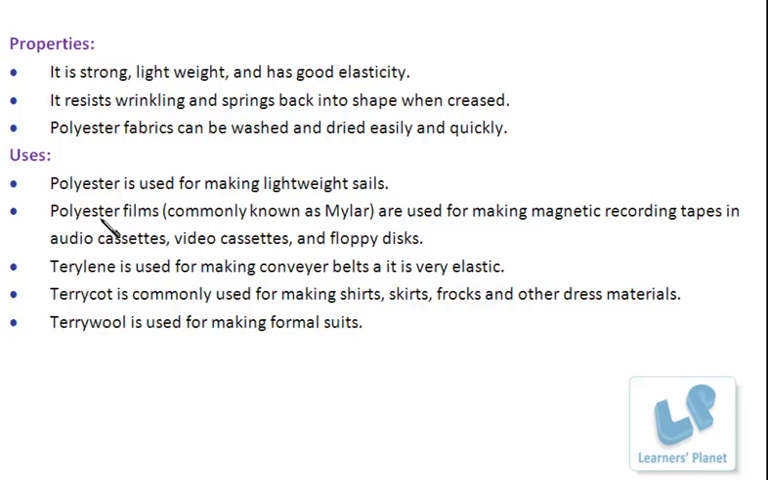So uses of polyesters. Polyester is used for making lightweight sails. Polyester films are used for making magnetic recording tapes in audio cassettes, video cassettes, and floppy disks. These are known as mylar. Terylene is used for making conveyor belts, as it is very elastic. Only terylene.